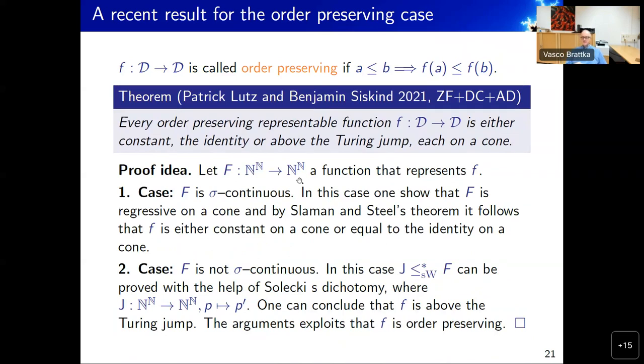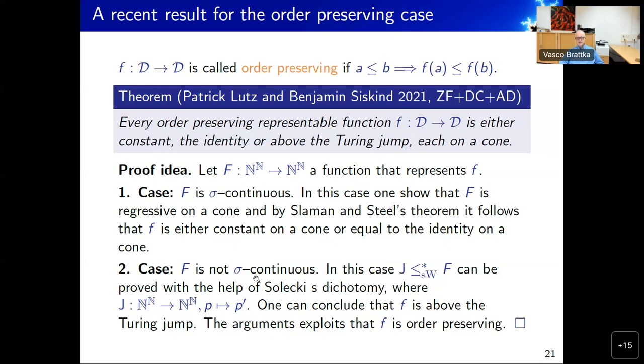Okay, so if we look at such a representing function, then they made a case distinction. So either that function has a property which is called sigma continuity, I will tell you in a minute what that is, or it doesn't have that property. In the first case, they used an old result of Slaman and Steel to show that the function is either constant on a cone or equal to the identity. And in the second case, they used Solecki's dichotomy and Weihrauch reducibility in order to show that the function is above the Turing jump.